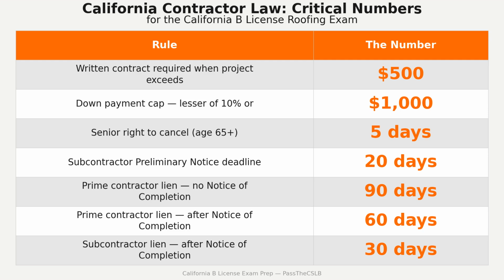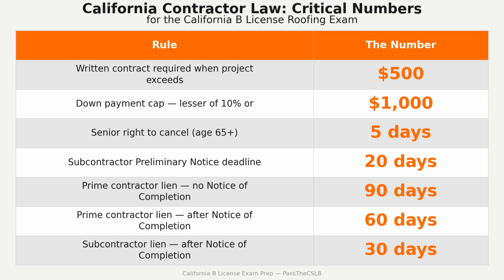3 to cancel, 5 if 65. Standard homeowners have a 3-day right to cancel a home improvement contract signed at their residence. Homeowners who are 65 or older have 5 days. That demographic-specific extension is a testable distinction.